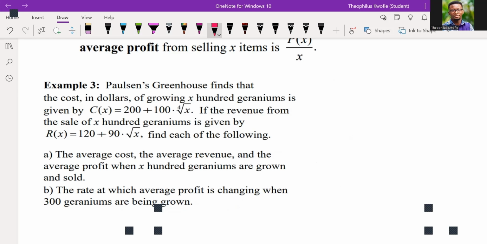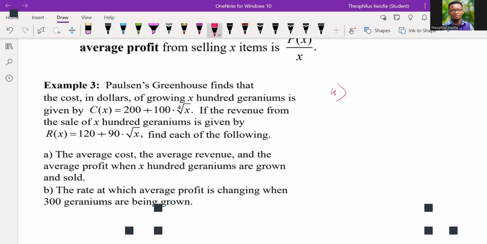So Paulson's greenhouse finds that the cost in dollars of growing x hundred geraniums is given by such a function. So in other words, this is our cost function. If the revenue from the sale of x hundred geraniums is given as this, now, how do you find each of the following? So first, the average cost. How do we find the average cost? So let's take note.